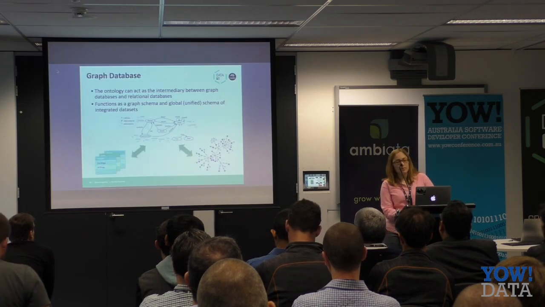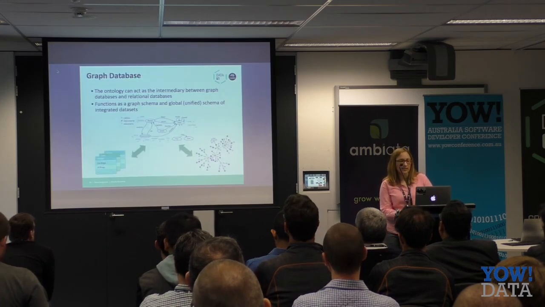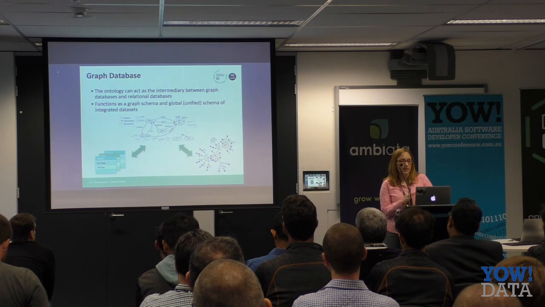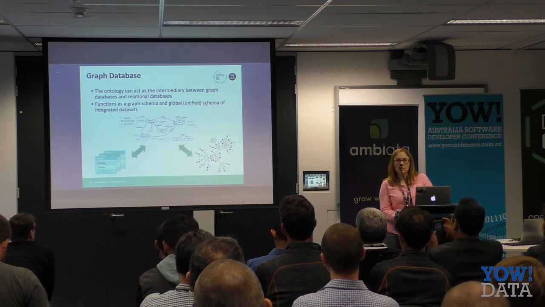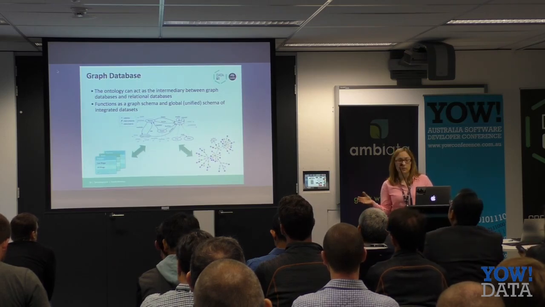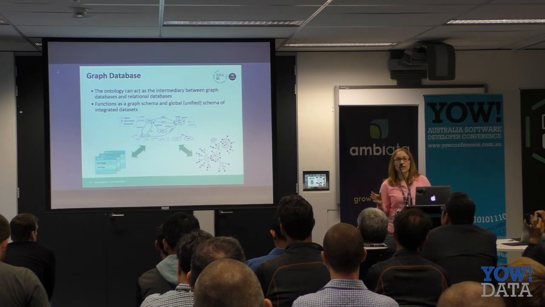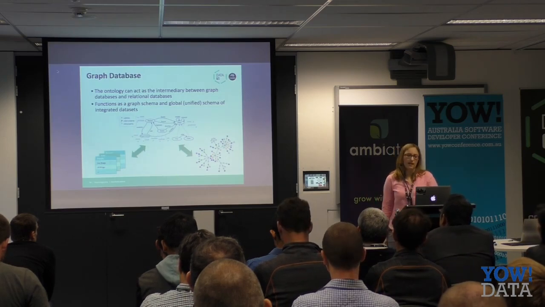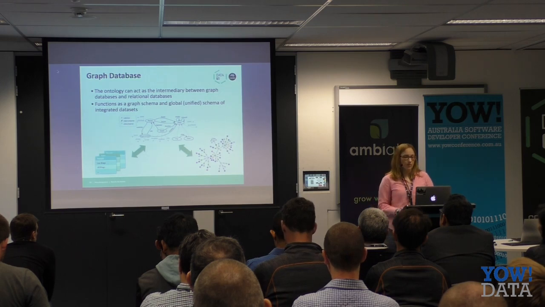And as for the graph database, now the ontology can act as the intermediary between graph databases and relational databases. It's not really necessary that you have to upload your data to some graph database, but by having this ontology, you can now do graph analytics. And it functions as a graph schema and global schema of your integrated data sets.